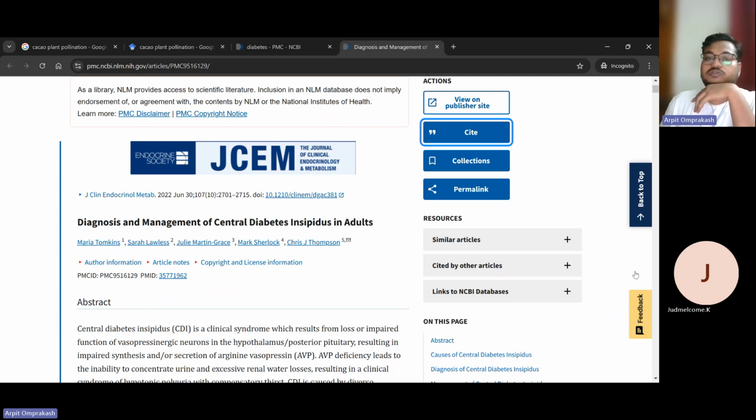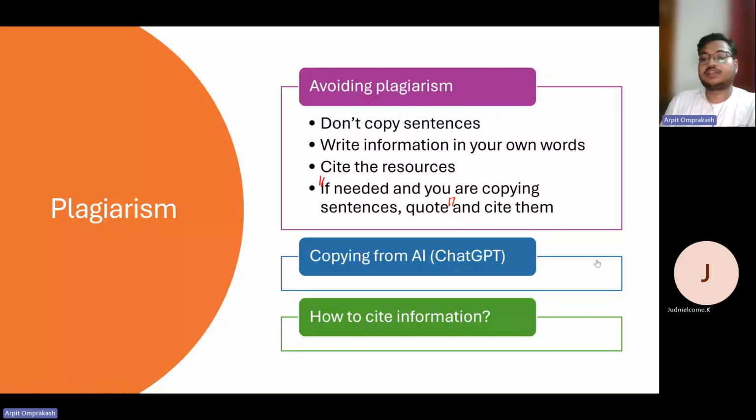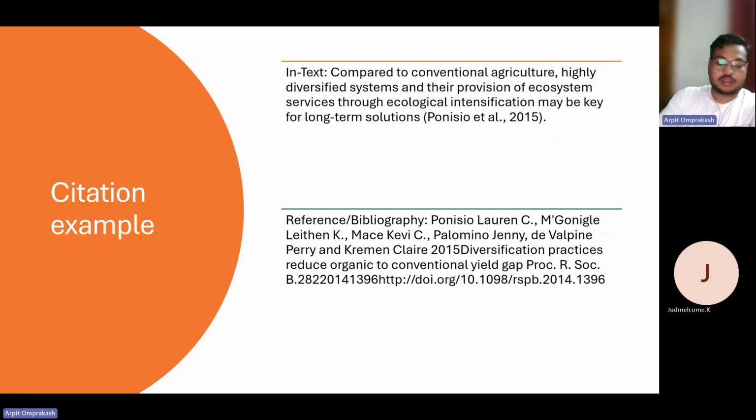Right. So using both PubMed Central and Google Scholar, we can get citations for the works that we are using in our research. And this is an example of how you should cite things. So for example, here, when you're writing a sentence, which is in text, what you should do is write your sentence and then in brackets, write down which study you got this idea from.